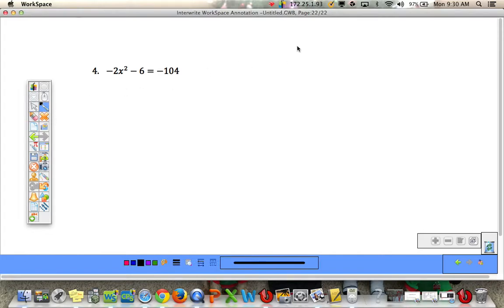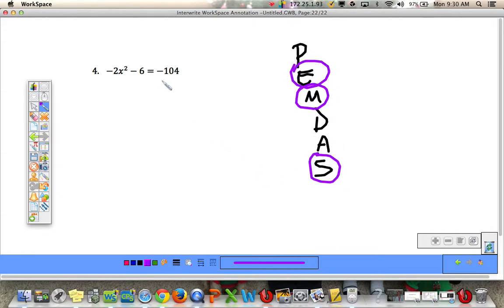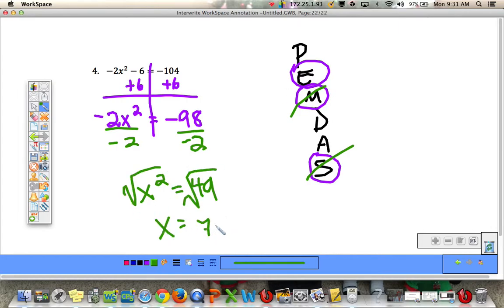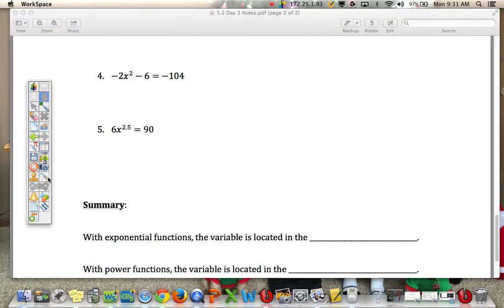Okay, so again, if I write up PEMDAS, in this problem, we have multiplying by negative 2. We have exponents, and we have subtracting 6. So first step, get rid of the subtraction by adding 6 to each side. Negative 2x squared equals, what is this, negative 98. We'll divide each side by negative 2. x squared equals 49. Okay, so we've gotten rid of these. Get rid of the exponent, square root each side. x equals 7 and negative 7.